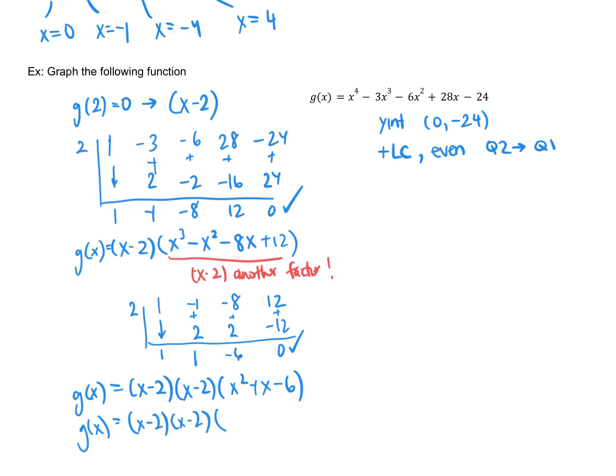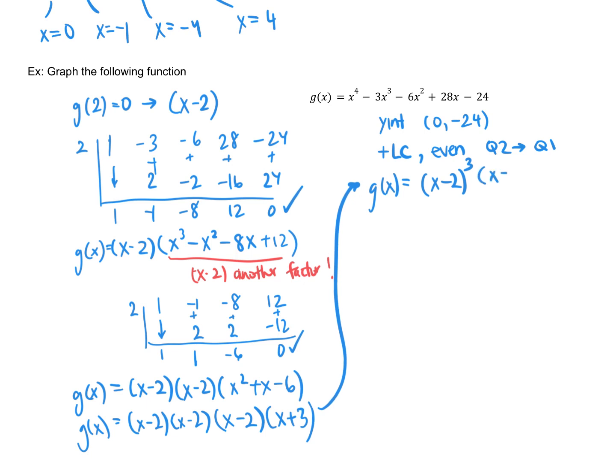If I need to get to -6 and add up to 1 when I do my crisscross, I'm going to have x minus 2 again, and then x plus 3. So when I clean this up the final time, because now it is fully factored, I have x minus 2 three times and x plus 3 once, which means (2, 0) is a point of inflection. (-3, 0) is just a pass, and we have our y-intercept.